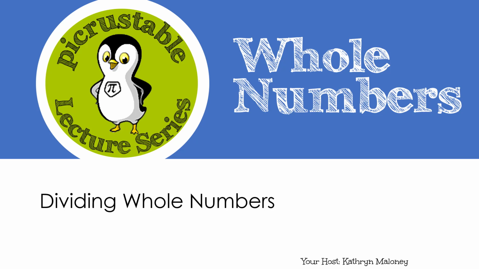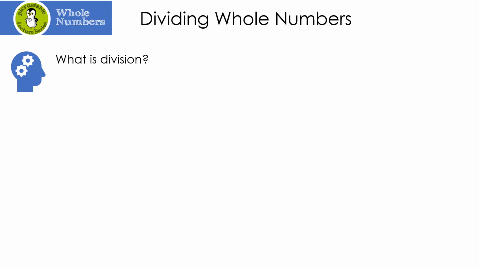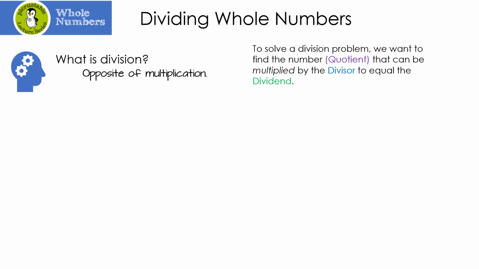Numbers, dividing whole numbers, with me, Catherine. What exactly is division? Well, division is just the opposite of multiplication. To solve a division problem, we want to find the number or quotient that can be multiplied by the divisor to equal the dividend. Oh my goodness, what does that mean?